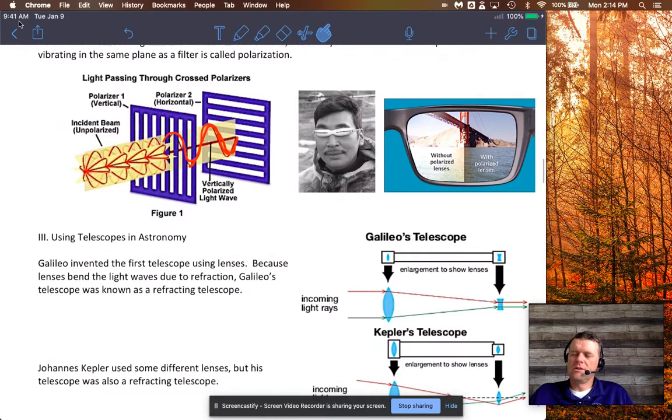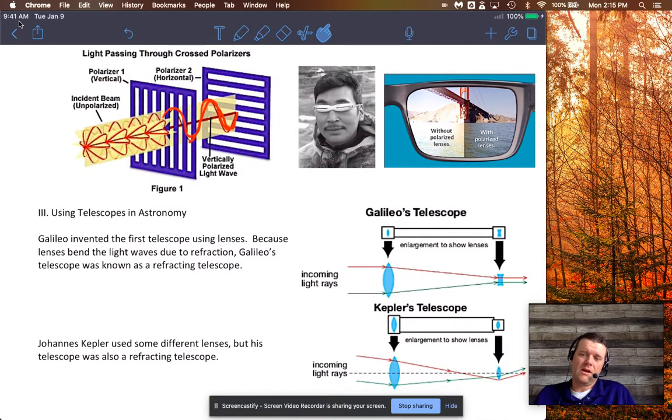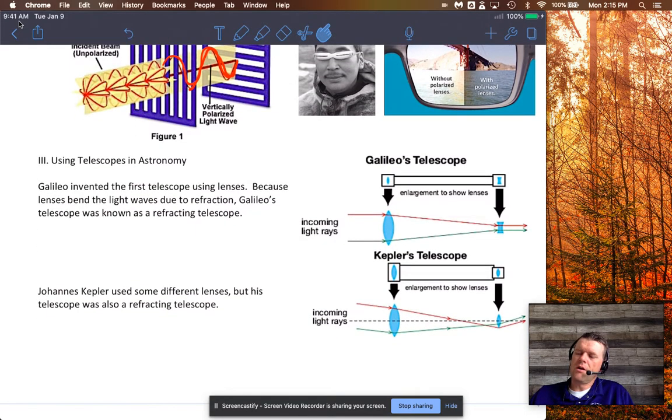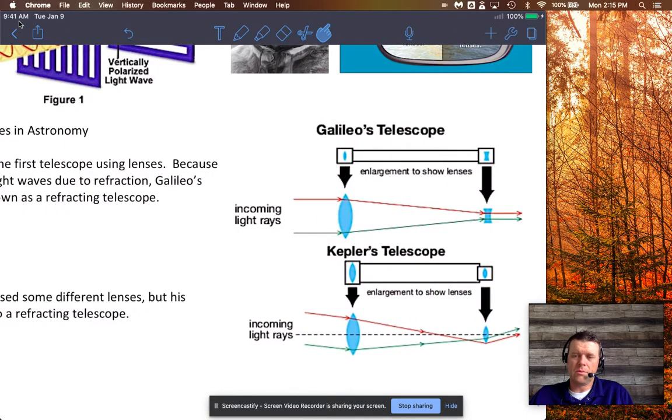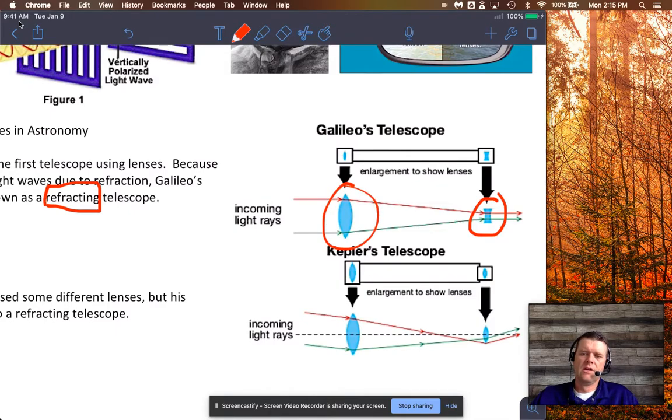Understanding those principles led to the invention of the telescope. As soon as we learned that you could bend light and direct it and focus it, then you can create images. And Galileo was the first one to invent a telescope. He used two lenses. What I want you to be able to see is, if you saw a picture of a telescope, you could tell me what kind of telescope it is. If it's using lenses, it's known as a refracting telescope, okay? Because it's bending the light, causing it to change direction. And actually, Galileo is using two types of lenses. This here is a diverging lens, and this is a converging lens. But you don't really need to know the difference between those for this.